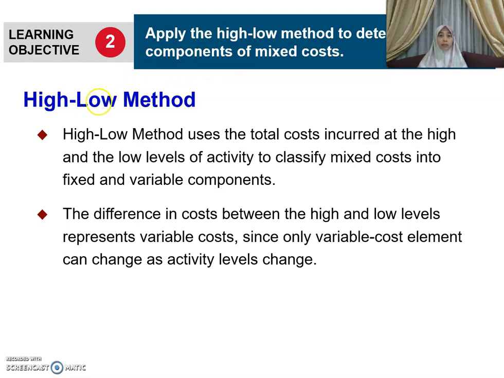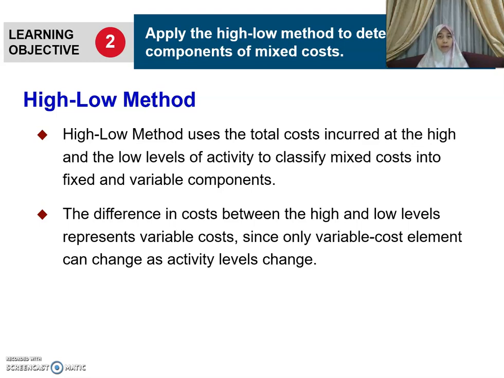So you want to determine the mixed cost element, how much is the portion of your variable cost, how much is the portion of the fixed cost. So to split that up, you can use the high-low method. So high-low method uses the total cost incurred at the high and the low levels of activity to classify the mixed cost into the fixed and variable component. So the difference in cost between the high and low levels represent the variable cost, since only variable cost element can change as activity levels changes. Maybe you can understand this better when we do the calculation. We look into the high-low method.